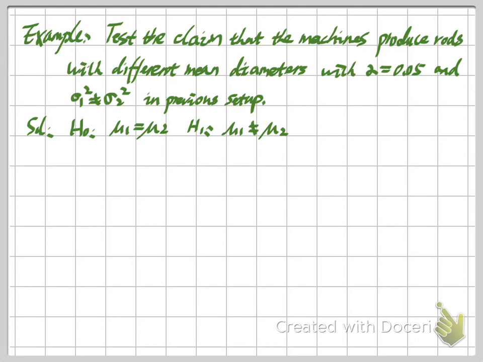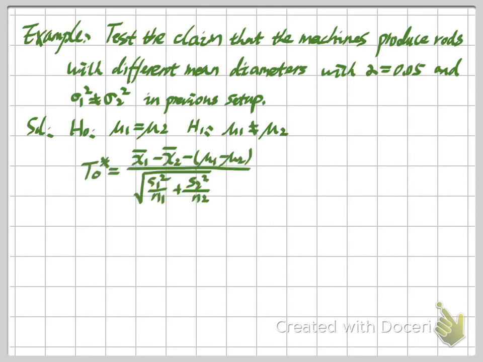So if there is something weird that happens, then we will reject our null hypothesis. Otherwise, we will accept, or we fail to reject it. So here, what is our test statistic? We use the T-test, right? So this is our T star. The equation is like this.